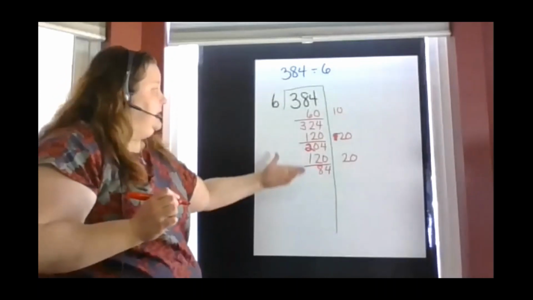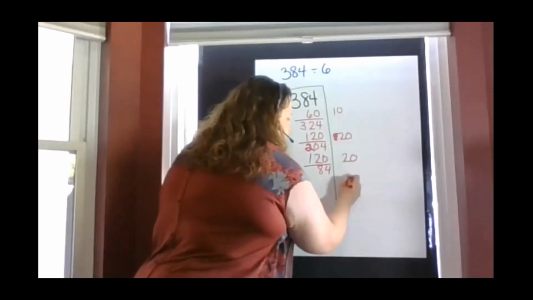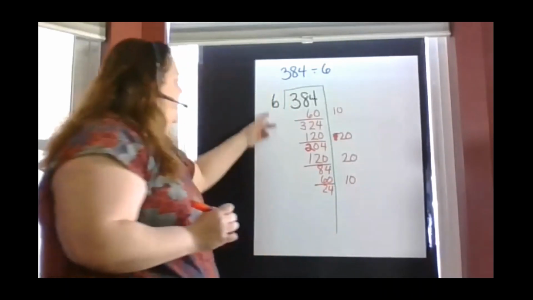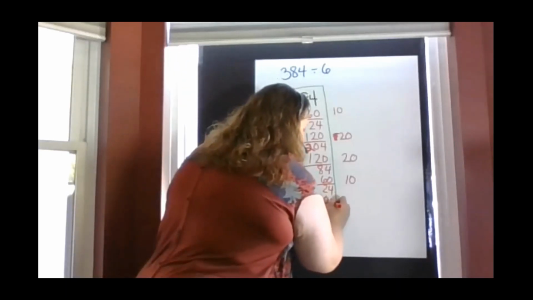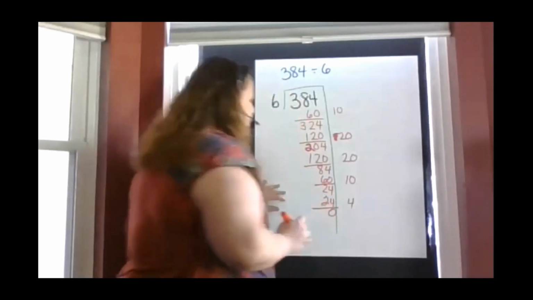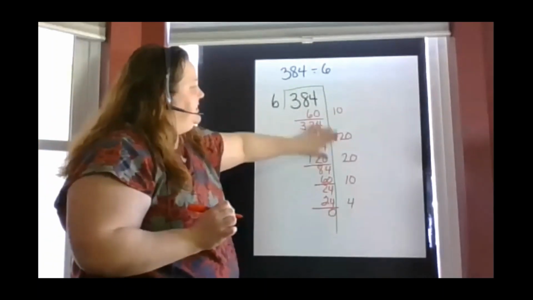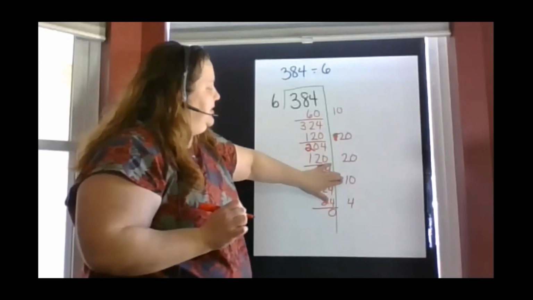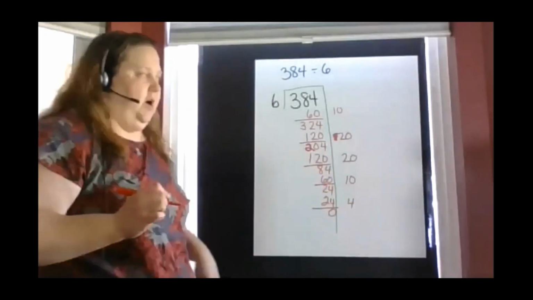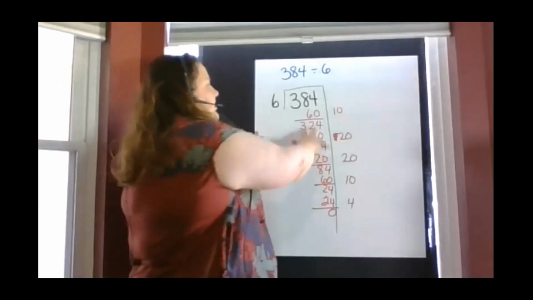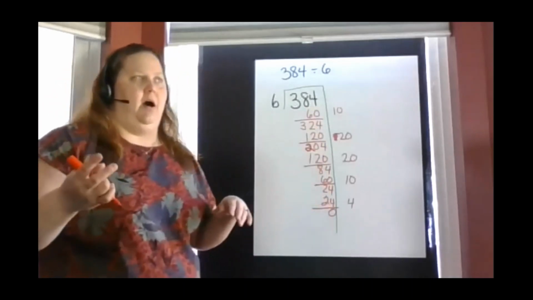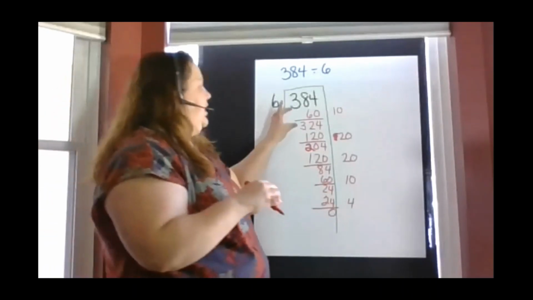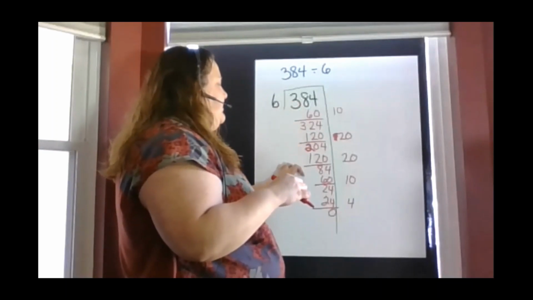Sixty could come out of that, so 6 times 10. And 6 times 4 is 24. And now I'm going to add up how I chunked this out. 10 and 20 is 30, and 20 is 50, and 10 more is 60, and 4 is 64. So you can see where this is now more of the abstract model to that area model that we used, and we chunked out and drew the visual for these pieces.